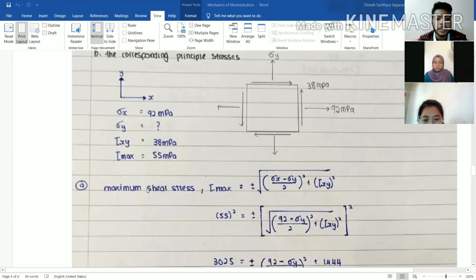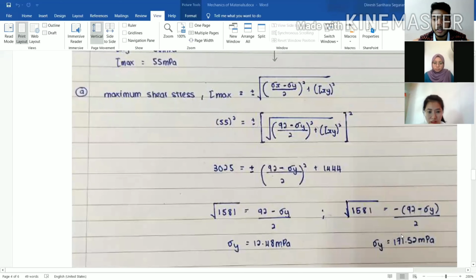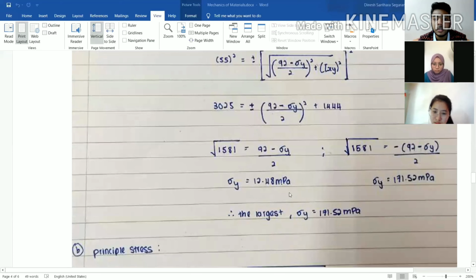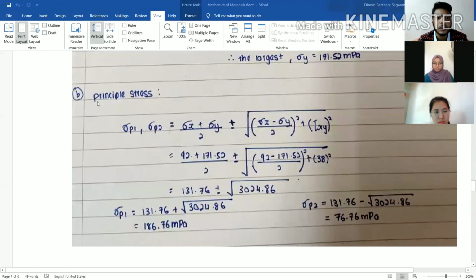From the equation of maximum shear stress, we are able to find sigma Y. Due to the positive and negative sign in front, we will get two different answers. From there, we need to choose the larger sigma Y, which is 171.52 megapascal. The next question is to find the corresponding principal stresses. To find the principal stresses, you need to use the equation of the principal stress where you will get two different stresses, the maximum and minimum stresses. That's it.